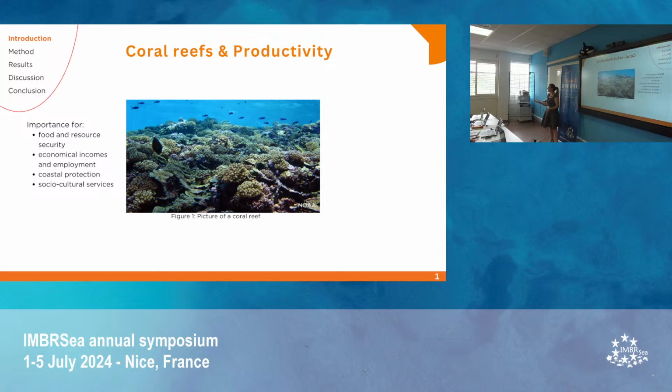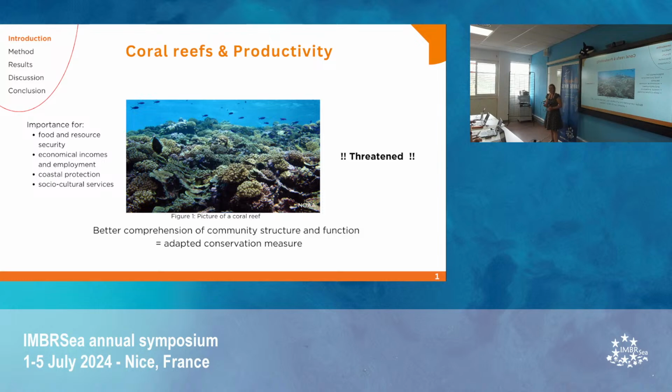So, as you may know, coral reefs are important ecosystems for local communities for various reasons. For example, food and resources security, economical income and employment, coastal protection, and social cultural services. Unfortunately, these ecosystems are highly threatened by large-scale climate change and local-scale anthropogenic pressure. In order to implement adapted conservation measures, a better comprehension of the community structure and function is required.